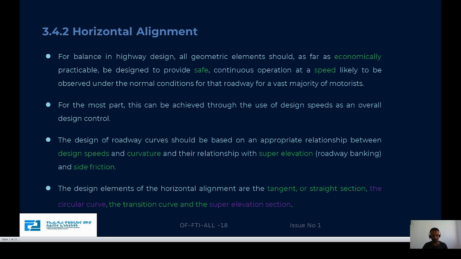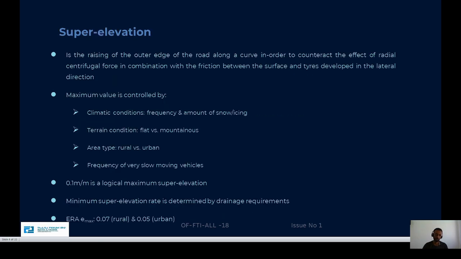So we have this horizontal alignment design, where different elements will be designed. The first are the tangent or straight sections, then the circular curves, and transition curves are also very important. Lastly we design the super elevation. So the first element in designing a horizontal curve is super elevation. Super elevation is the raising of the outer edge of the road along the curves in order to counteract the effects of centrifugal force.